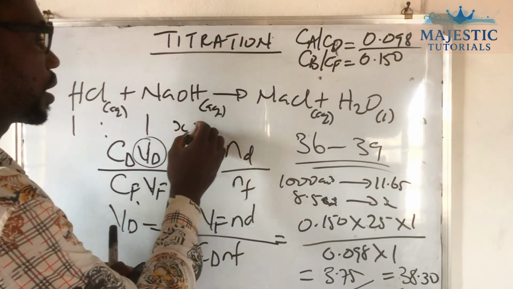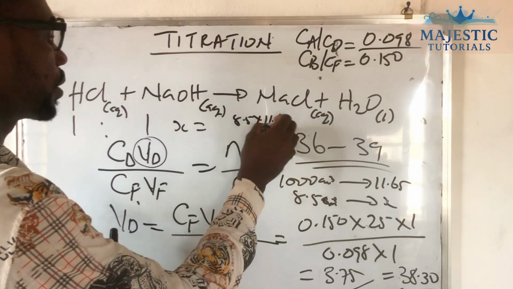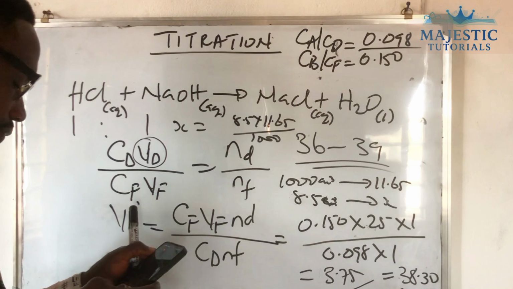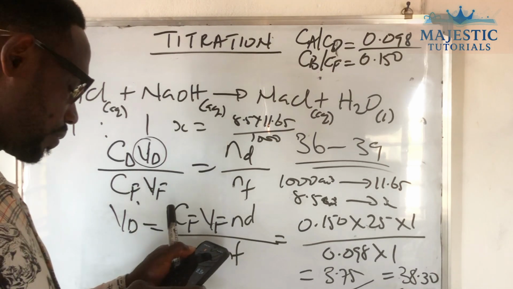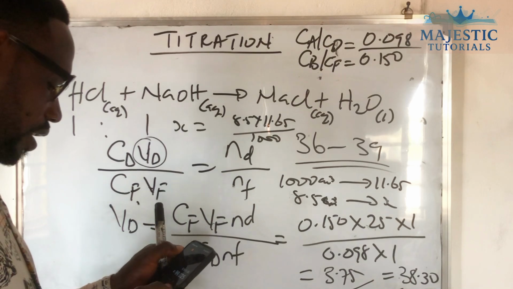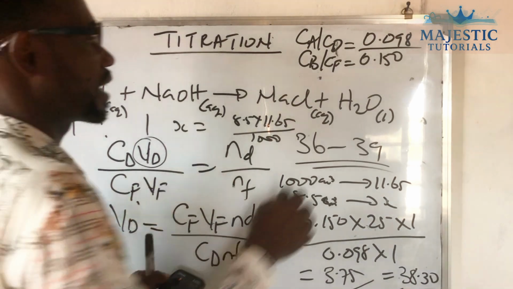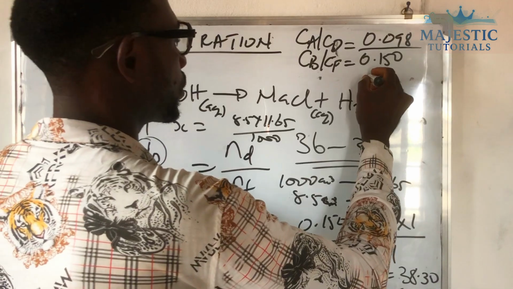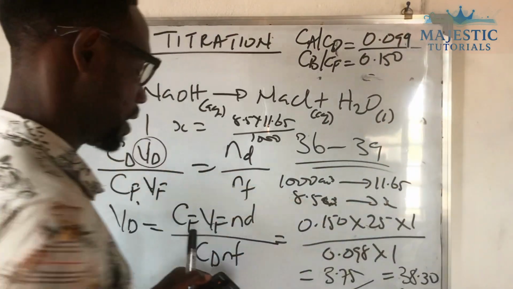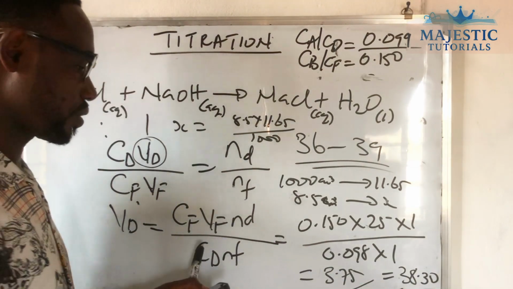Our X should be now 8.5 times 11.65 divided by 1,000, of course. 8.5 times 11.65 divided by 1,000. Okay, 0.099. So the correct thing here, we just say 0.099. That is not bad. If we fix it here, we'll be getting 37, of course.